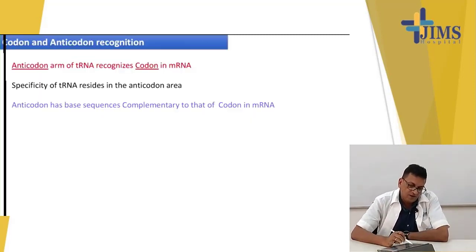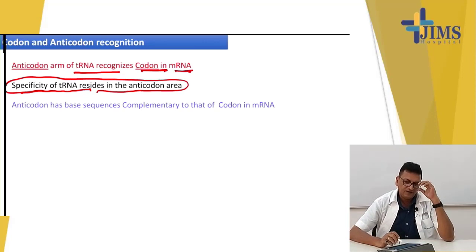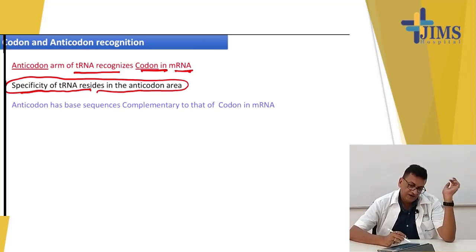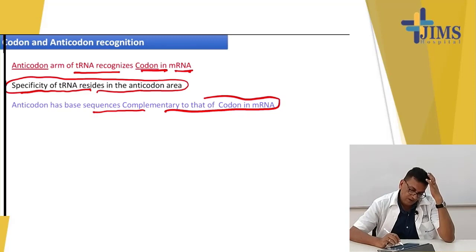Now, the anticodon arm of the tRNA recognizes codons in the mRNA. Specificity lies in the tRNA residues in the anticodon area. The anticodon has a base sequence complementary to that of the codons in the mRNA.